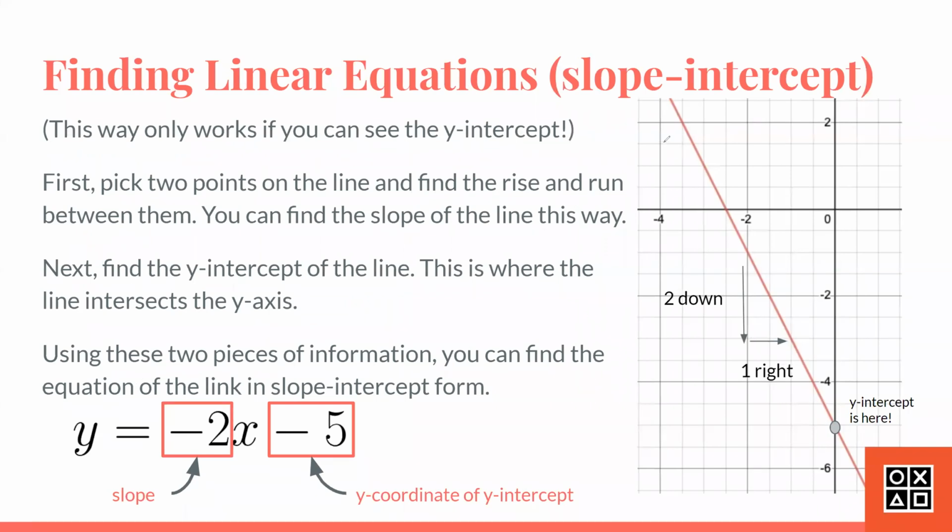Finding linear equations, slope-intercept form. This way only works if you can see the y-intercept. First, pick 2 points on the line and find the rise and run between them. You can find the slope of the line this way. Next, find the y-intercept of the line. This is where the line intersects the y-axis. So the y-intercept is right here, and then the rise over run is right here. 2 down and 1 to the right.